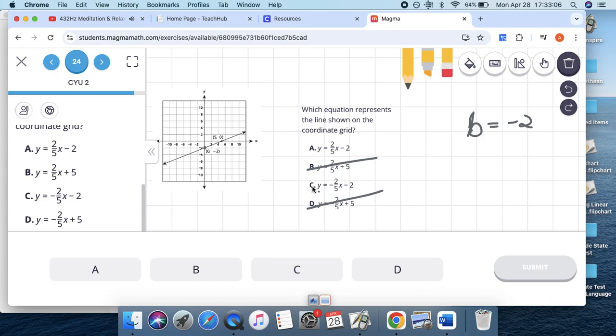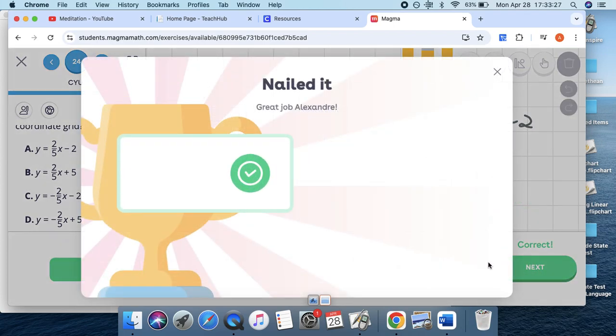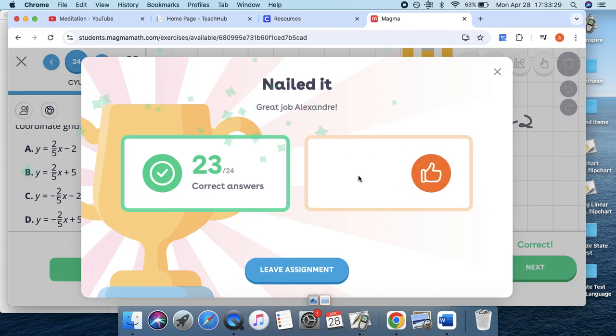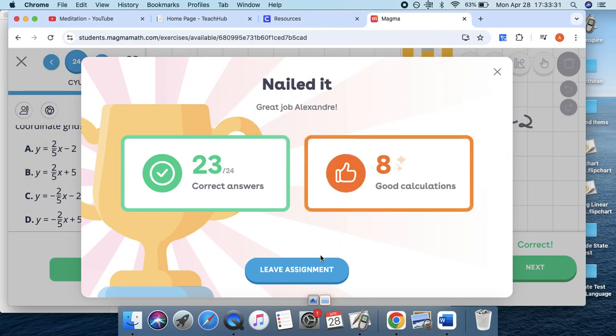And then just looking at this, I know that my slope has to be positive because it's going up from left to right. Look at A is positive 2 over 5, and then C is -2 over 5. Well, we don't want this guy. We want this guy because it's a positive slope and it goes through -2. So the final answer is A. Okay, I got 23 or 24. All right, and that's it.